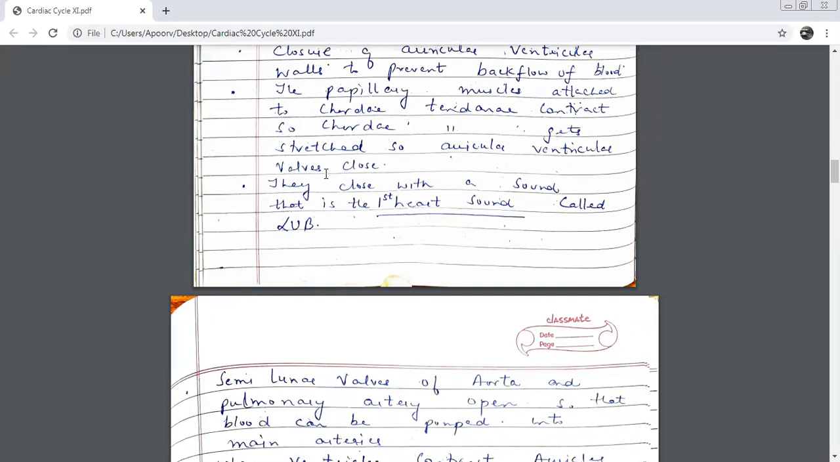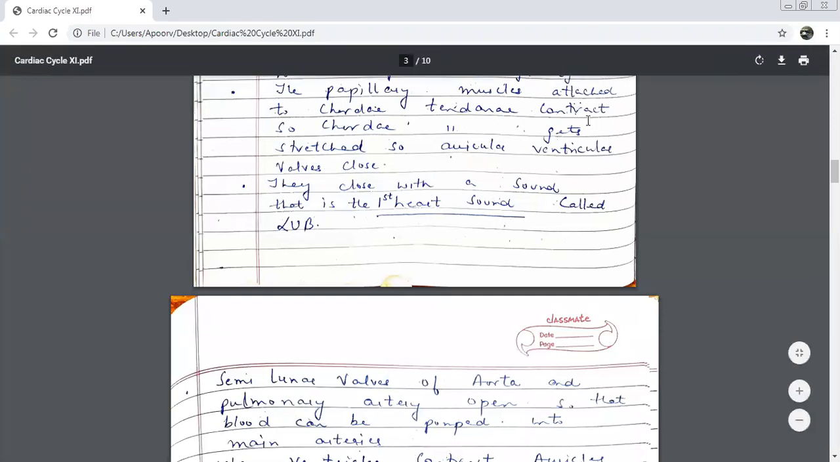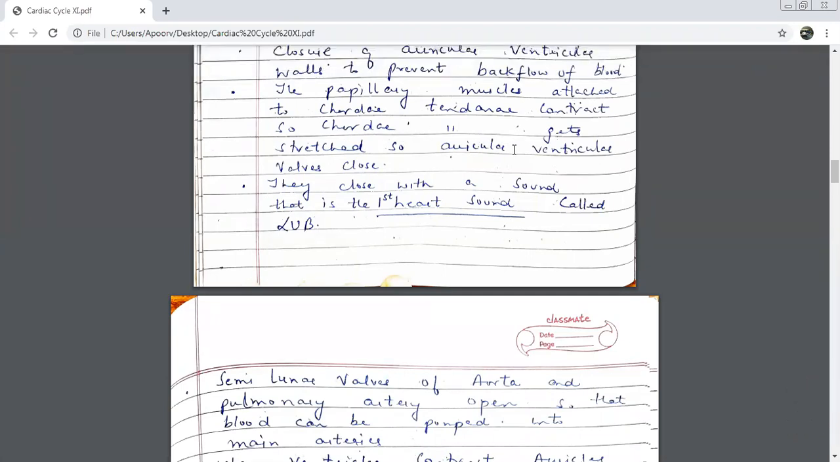Beta, the chordae tendineae were connecting the papillary muscles. So we had a chordae tendineae here. What will happen to the papillary muscles? These papillary muscles are attached to the chordae tendineae, they will contract. So when these muscles contract, the chordae tendineae will get stretched. So the auricular ventricular walls will close.